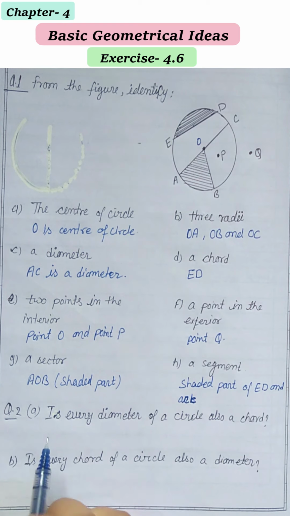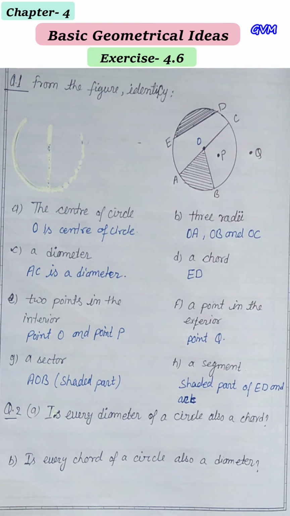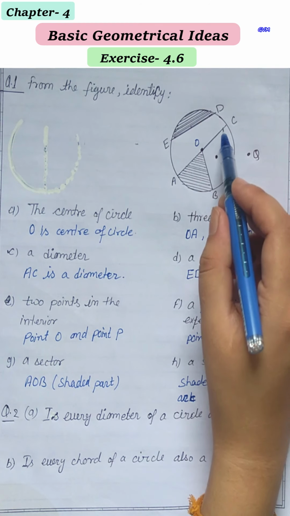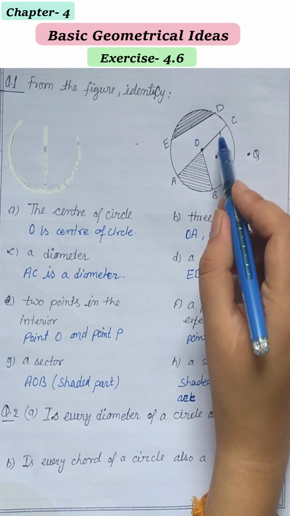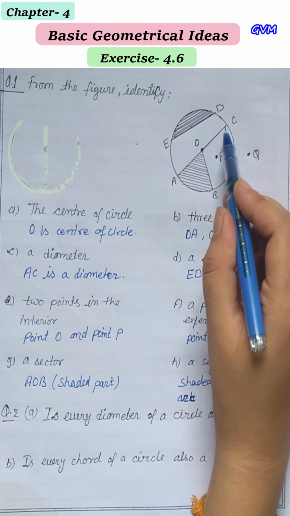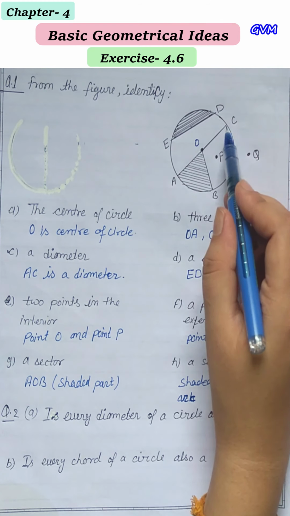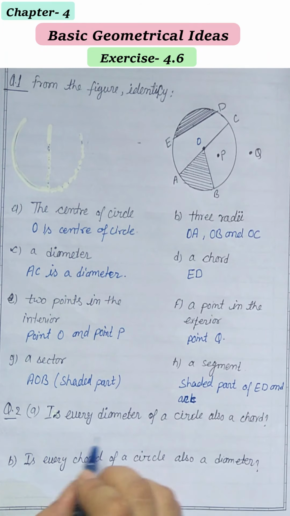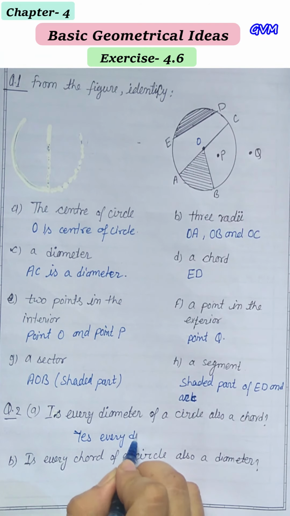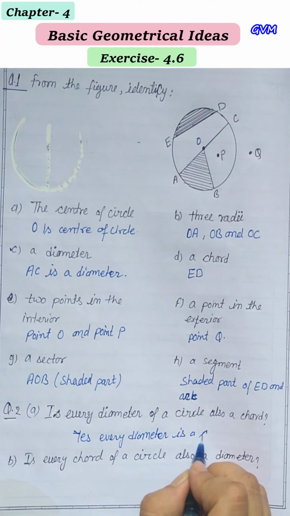Now question 2 is every diameter of a circle also a chord? So we know as from the introduction that every diameter is a chord. Because it fulfills the definition of chord, that a chord is a line segment that joins any 2 parts of the circles. So that means this diameter is also joining the 2 parts of circle. That means this is a chord. So this is yes, every diameter is a chord.